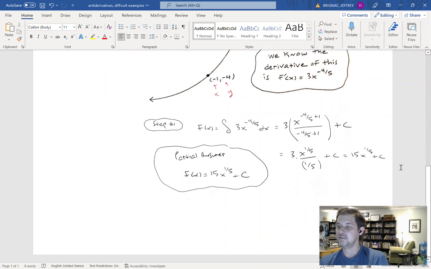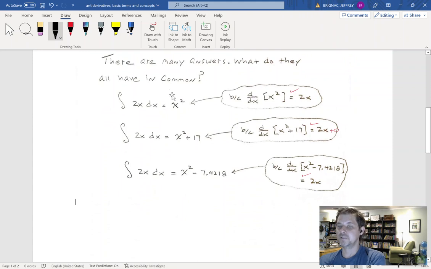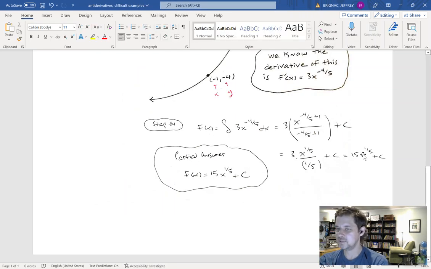Okay, now this capital C is a constant of integration. And we go all the way back to the first video to learn about the constant of integration, but remember, the antiderivative of 2x is x squared, because the derivative of x squared is 2x. The antiderivative of 2x is also x squared plus 17, because the derivative of x squared plus 17 is still 2x. That's why we have that constant of integration. So for me to go through this first step, I know everything but that number, that capital C.